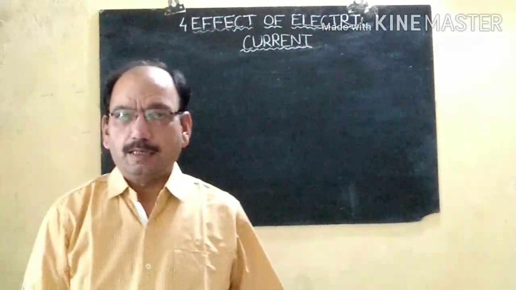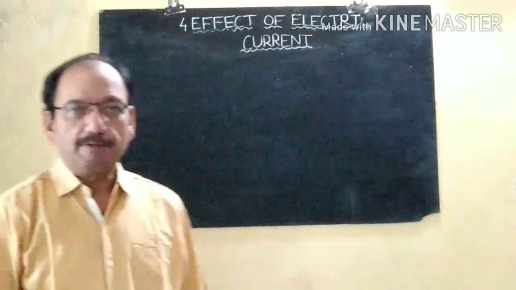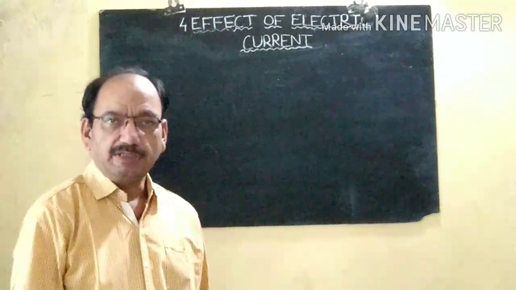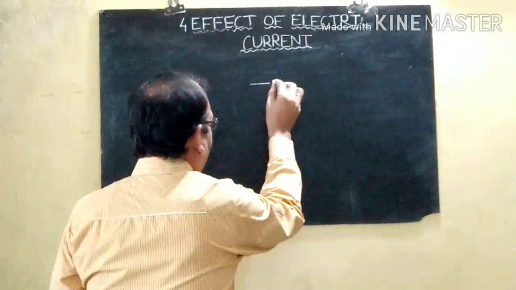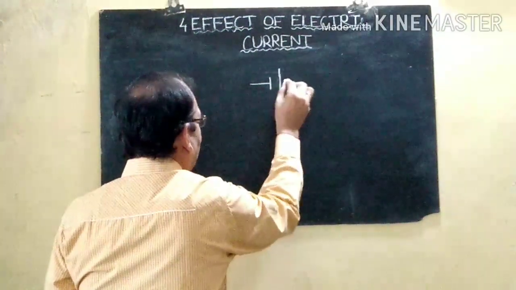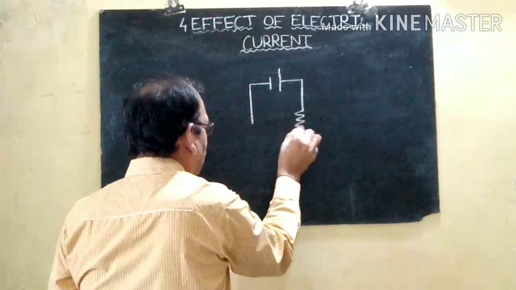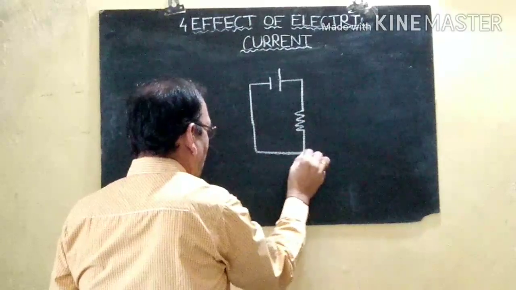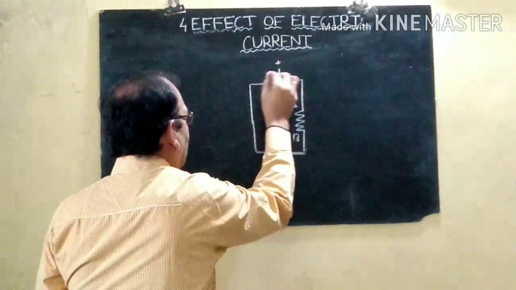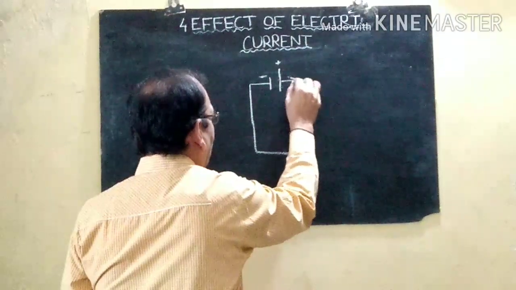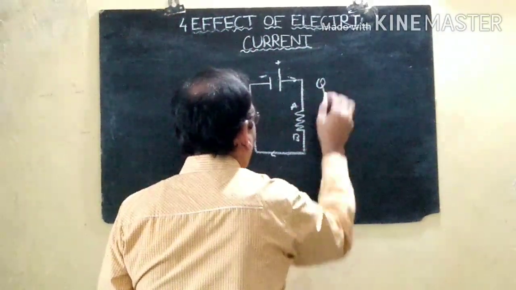A number of students told me to repeat Joule's law, so I will explain Joule's law very briefly. Suppose in any simple circuit we connect this resistor AB, and electrical current is flowing through this circuit in the form of charge.